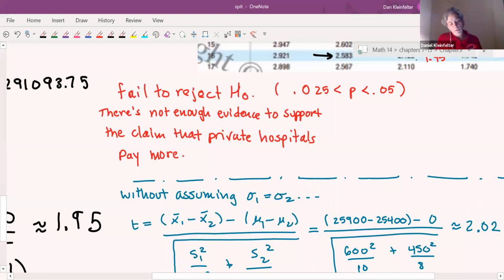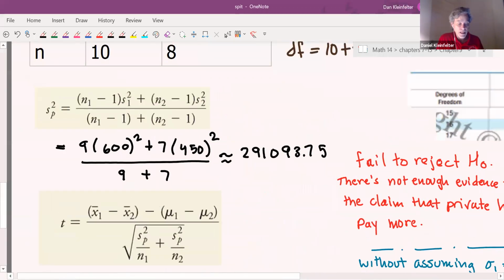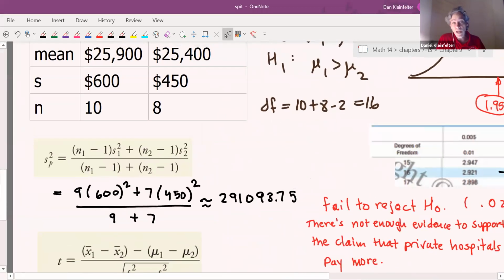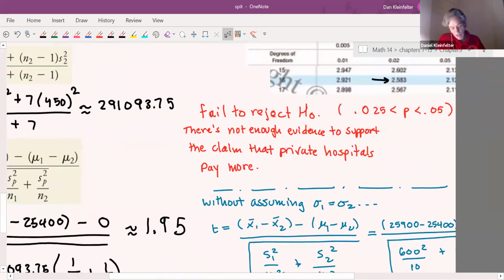All right, so our conclusion in full then looks like that there's not enough evidence to support the claim that private hospitals pay more. Again, it may be that they actually do pay more, but at the 0.01 significance level, there's not enough evidence to support that claim. Another way of looking at it would be that that $500 difference that we saw between the two means is attributable to chance, essentially.